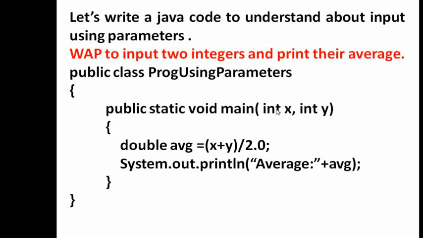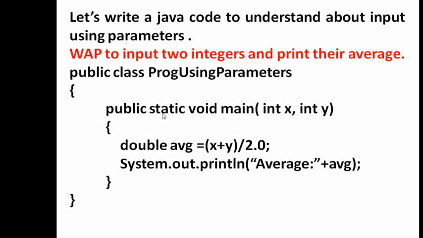You just write it this way. You can give any data type. If it is a string data, you can write string S. If it is a character data, you can pass as char C. If it is a boolean data, boolean B, whatever you want, you can pass it over here. That is after main within bracket.